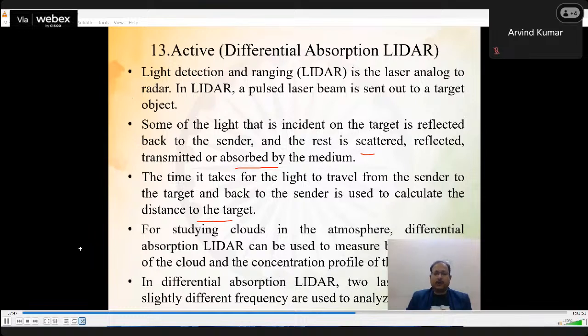So the basic mechanism is this: we calculate the time it takes for light to travel from the sender to the target and back to the sender. That gives the distance, and then we can say, okay, this type of already fixed set of data is there. If it is coming back in this time, then we can ascertain that this mechanism shows a particular group of chemicals or agents.